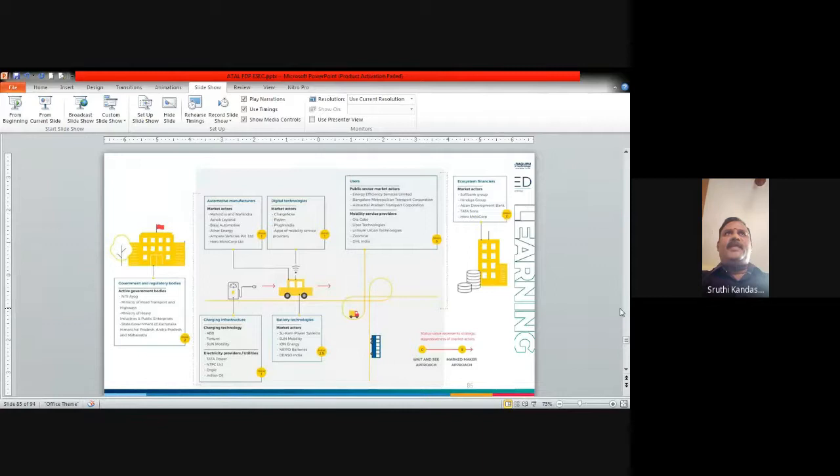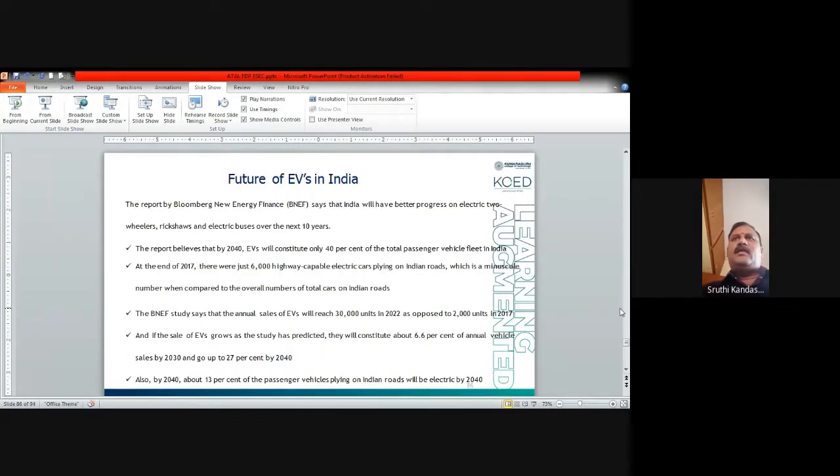The future of EV in India: a report by Bloomberg New Energy Finance says India will make better progress on electric two-wheelers, rickshaws, and electric buses over the next 10 years. The report believes that by 2040 EVs will constitute only 40% of the total passenger vehicle fleet in India. At the end of 2017, there were just 6,000 highway-capable electric cars plying on Indian roads, which is a minimum number when compared with the overall number of cars on Indian roads.